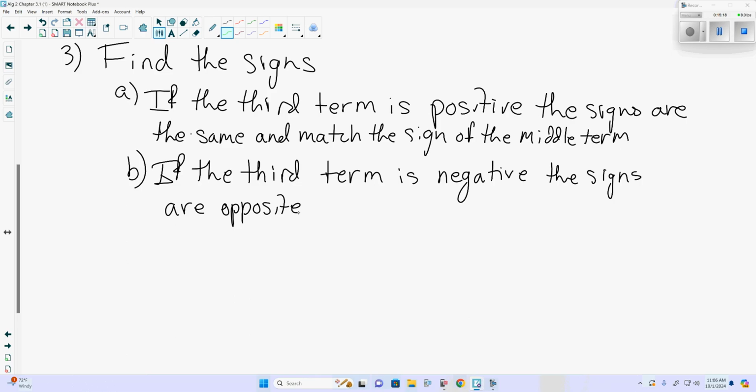That's it. If the third term is positive, the signs are the same and match the sign of the middle term. So if the third term is positive, we look at the middle. If the middle is negative, they're both negative. If the middle term is positive, they're both going to be positive.